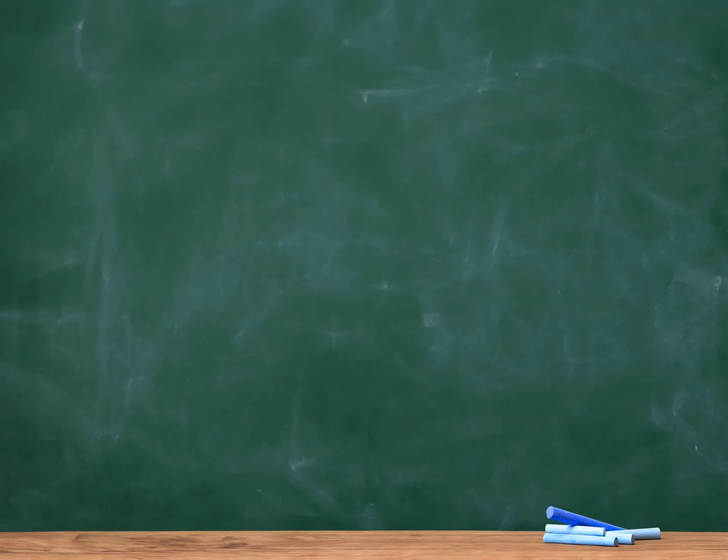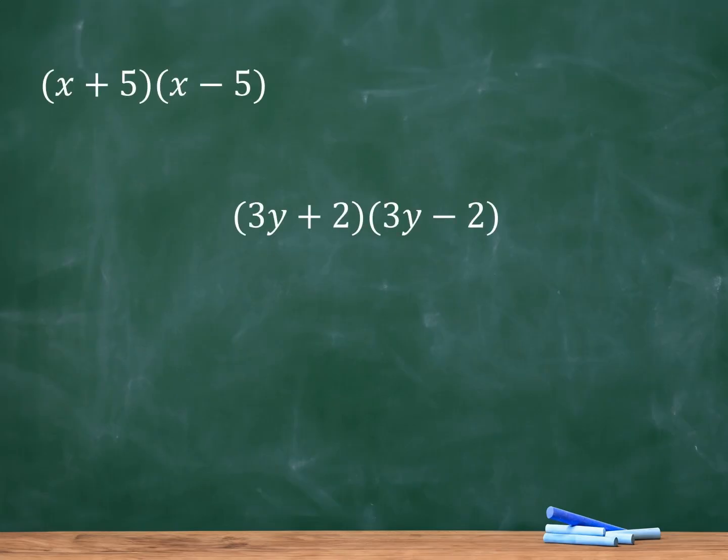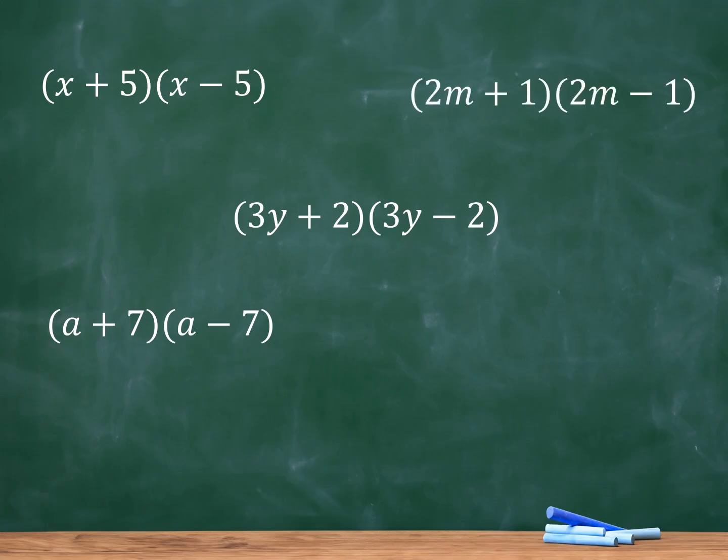In algebra, we often encounter expressions like (x + 5)(x - 5), (3y + 2)(3y - 2), (a + 7)(a - 7), or (2m + 1)(2m - 1). These expressions can actually be solved using the long multiplication method, but that's going to take us some time. So this is where special product patterns come into play.